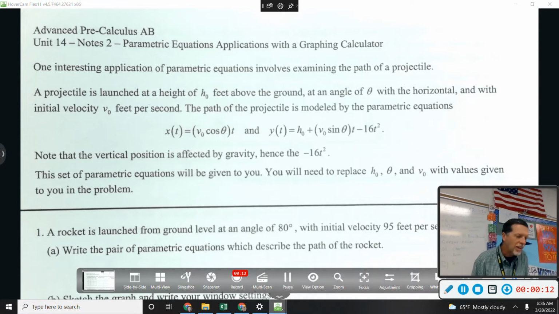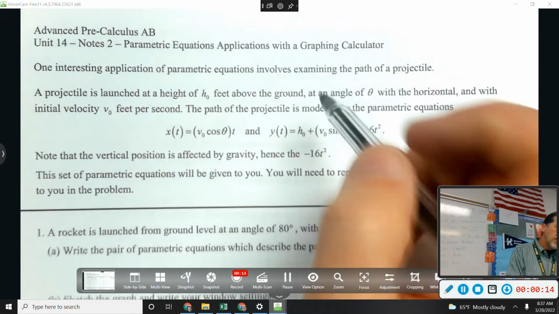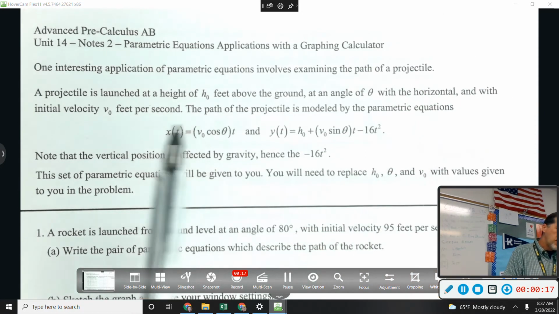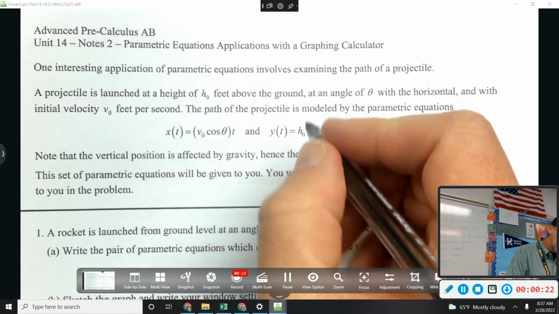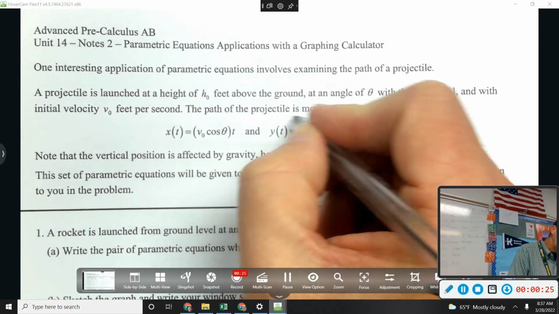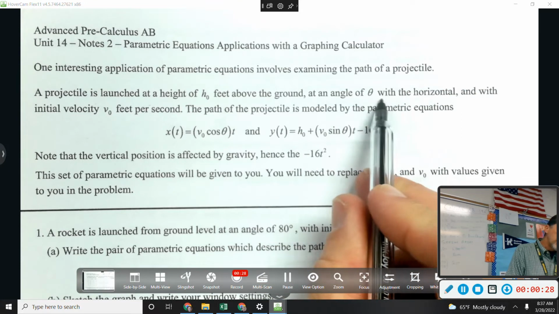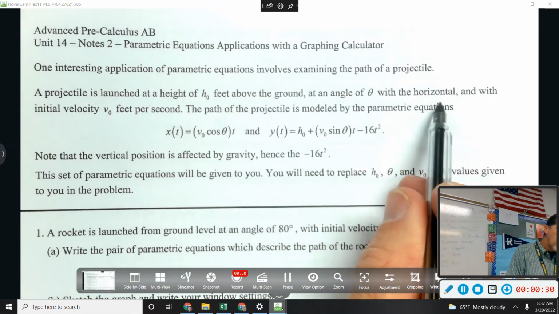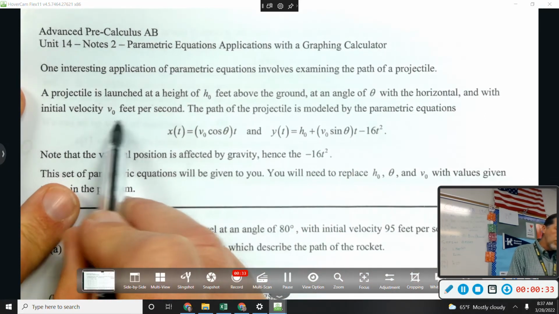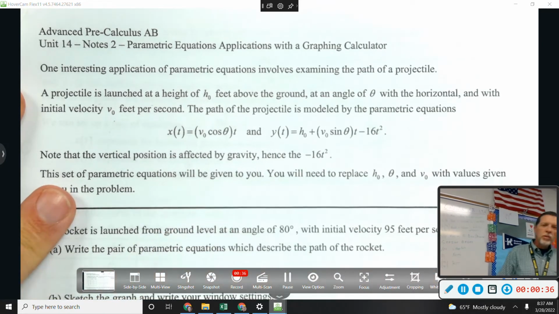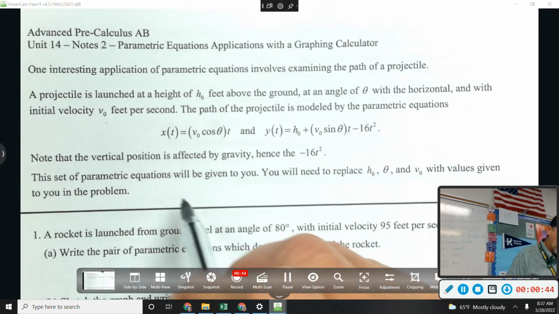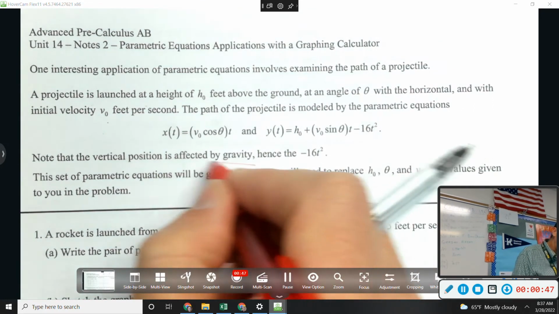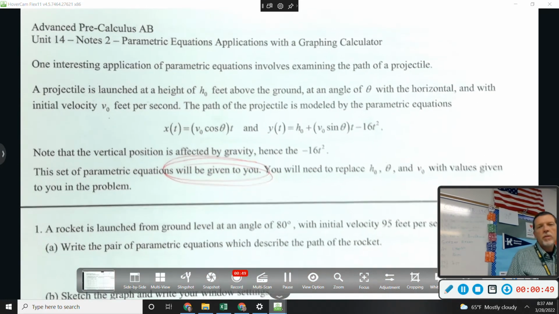One interesting application of parametric equations involves examining the path of a projectile. A projectile is launched at a height of h0, the initial height, at an angle theta with the horizontal, and with an initial velocity v0 feet per second. The path of the projectile, this may look like physics, is modeled by the parametric equations here. Maybe most important, this set will be given to you, so you don't have to memorize those.